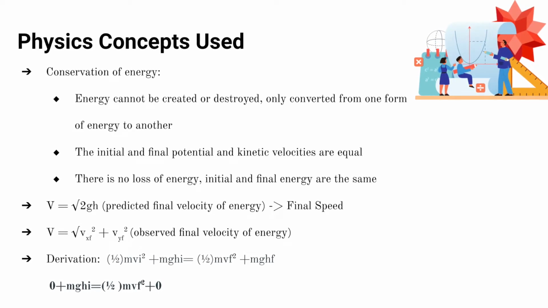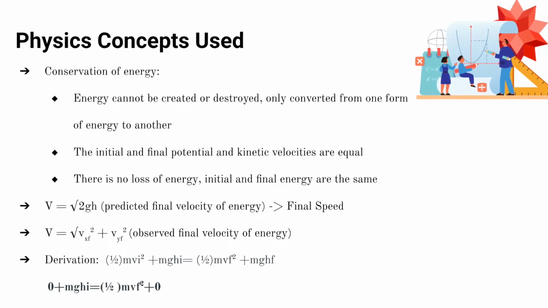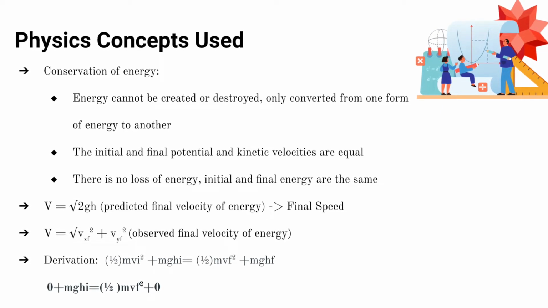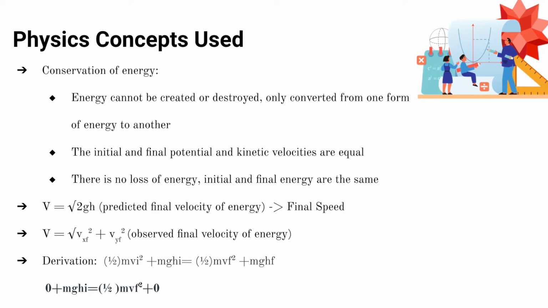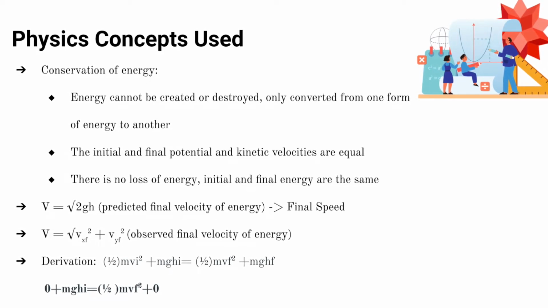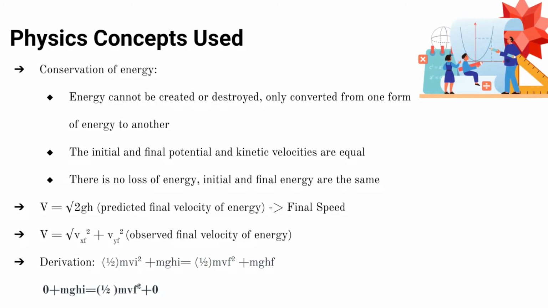Using specific forms of these quantities, 1/2 mvi squared plus mghi equals 1/2 mvf squared plus mghf is produced. Within this situation, some quantities are 0, and 0 plus mghi equals 1/2 mvf squared plus 0, which may be produced, and the next step would be to solve for the final speed.